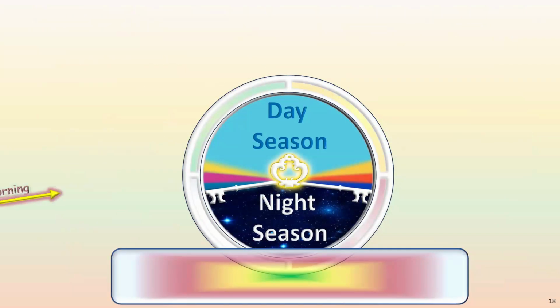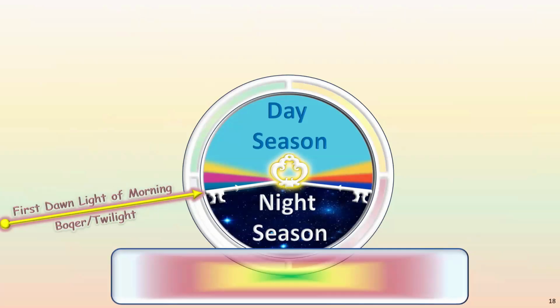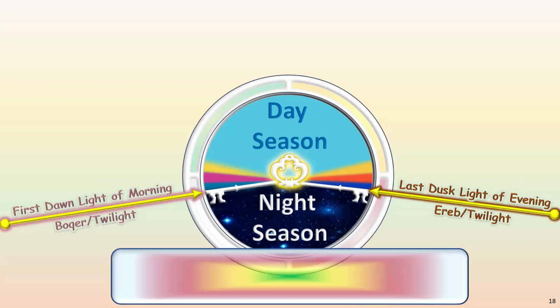How will this look? Well, right here at this key, you will find the first dawn light of morning. We call that boker, for morning, boker twilight. That's the first light of the day season. And then at the very end of the day, the last dusk light of evening, when that fades away, then it becomes the night season. So first light starts at boker, and you have your full day season. And at the very end of your last dusk light, that's when you move into the night season.